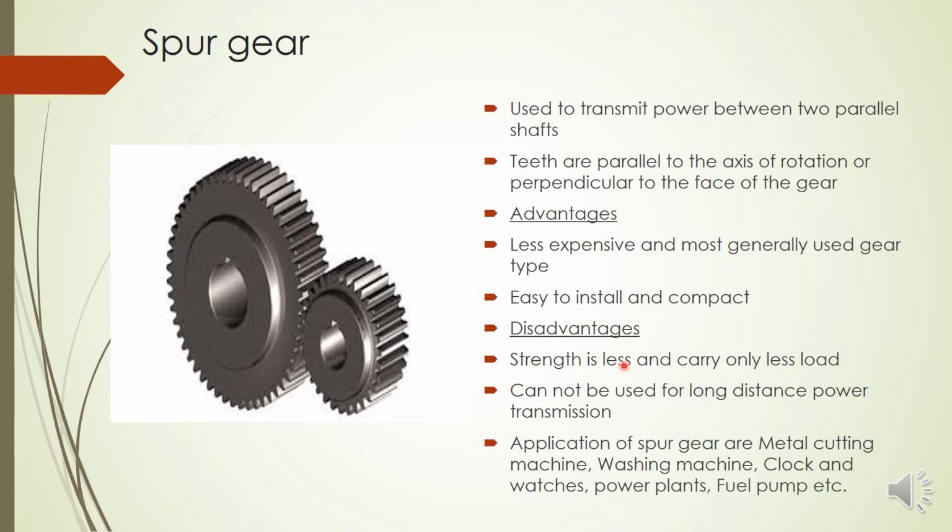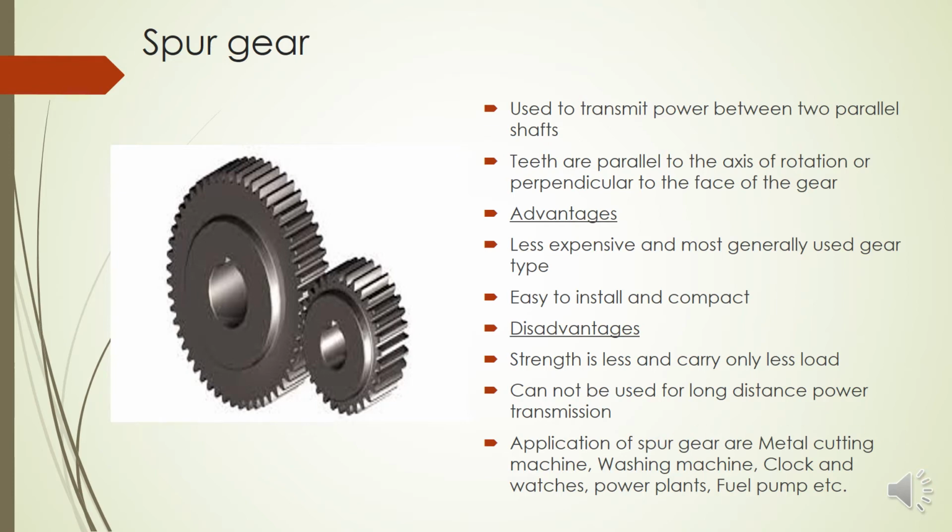And it has numerous applications. In a washing machine, for changing to different speeds. We know that in a washing machine the spindle will be rotating at different speeds, so to connect the spindle of the washing machine drum and the motor, we use spur gears. Also in metal cutting machines, and inside clocks and watches you can see a large number of spur gears made in plastic, made in metal, etc. And in power plants, fuel pumps, etc. So it has a wide range of applications.